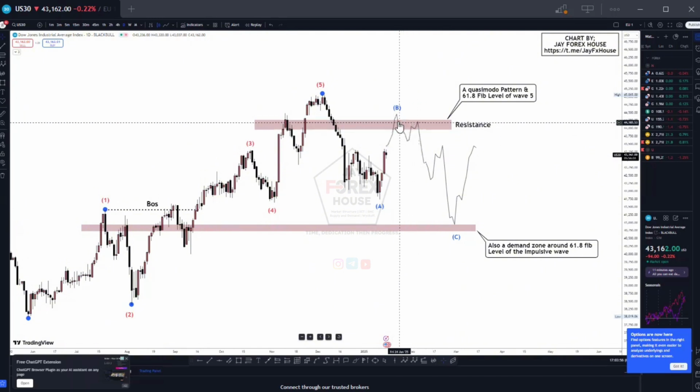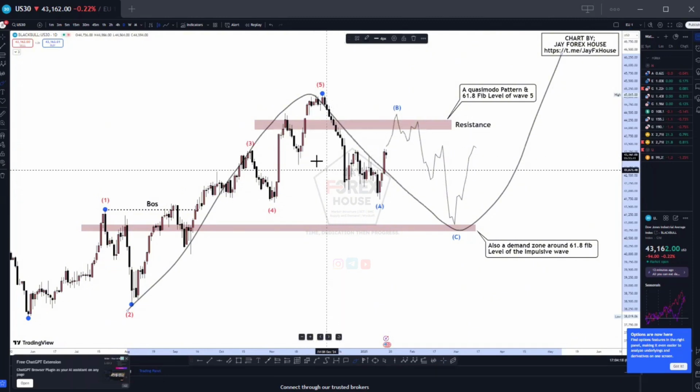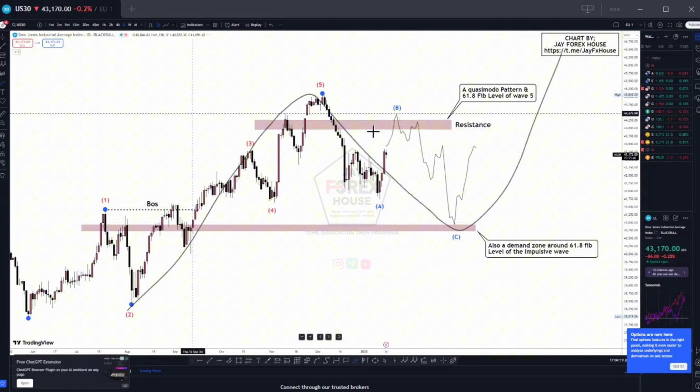So this is projected in form of an impulsive wave because I'm expecting a zigzag formation from this to complete the overall narrative of this impulsive structure. So I'm bullish on this pair, but we're currently in a corrective phase. So that's my analysis for US 30 daily time frame using Elliott wave method.